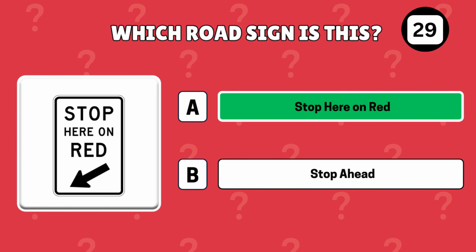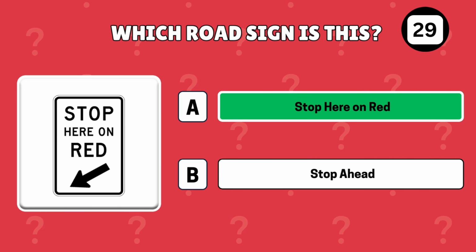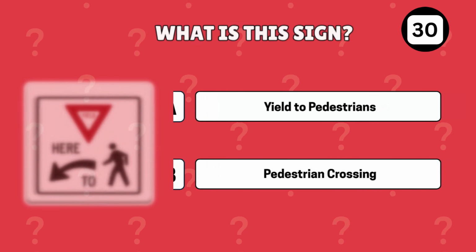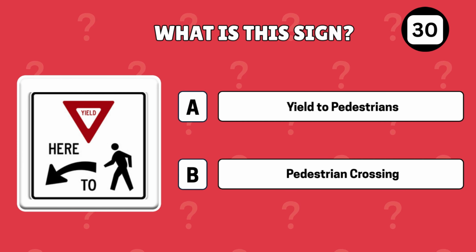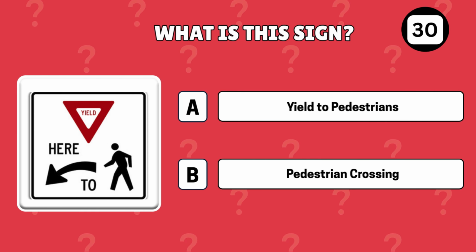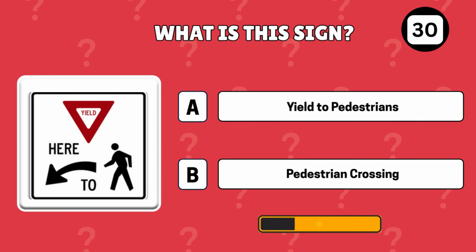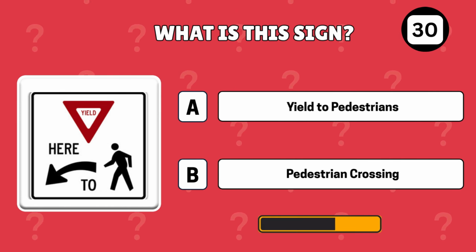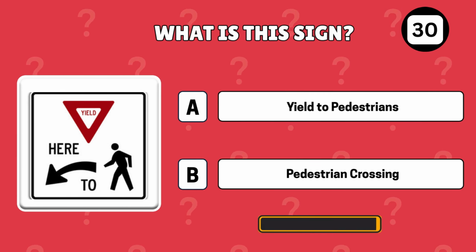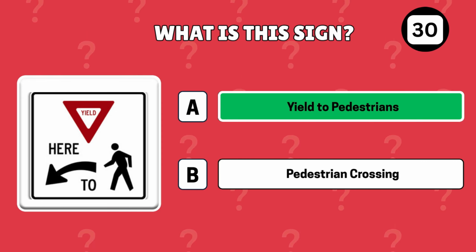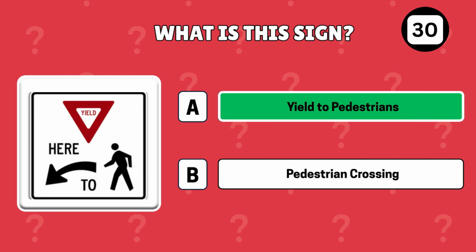Excellent. This is the stop here on red sign. What is this sign? A. Yield to pedestrians. B. Pedestrian crossing. Well done. This is the yield to pedestrians sign.